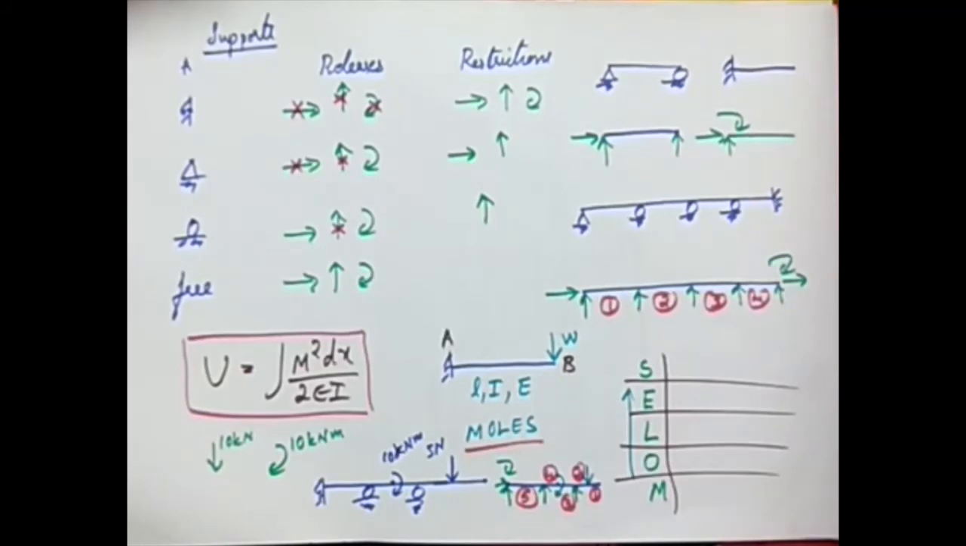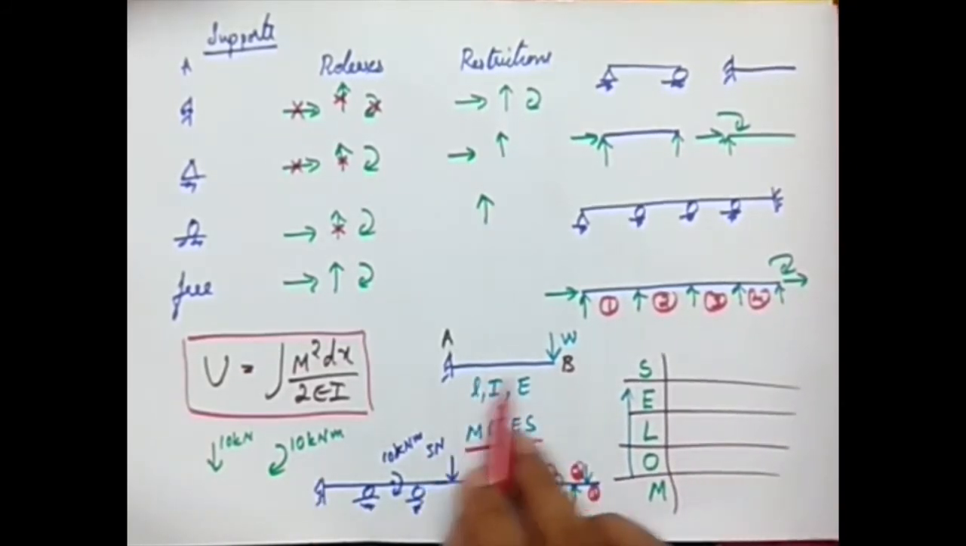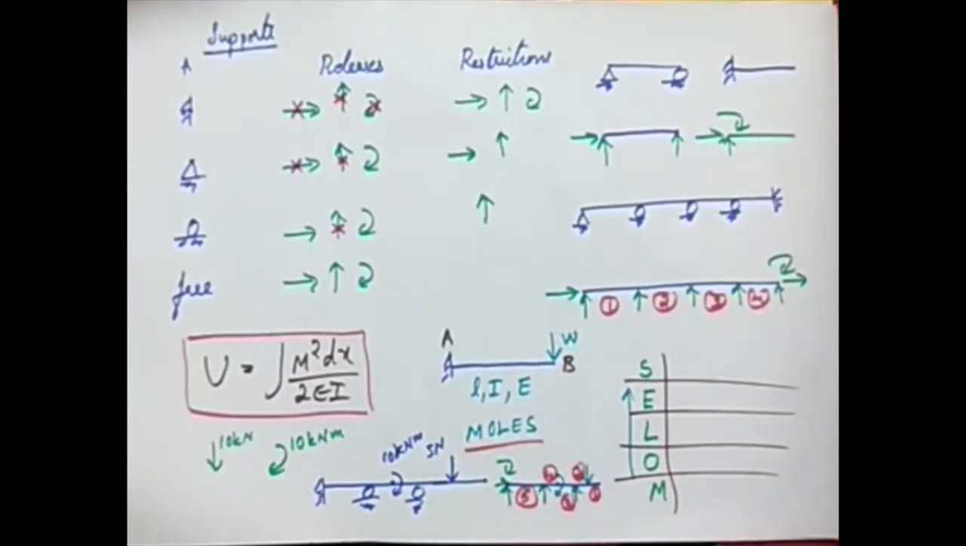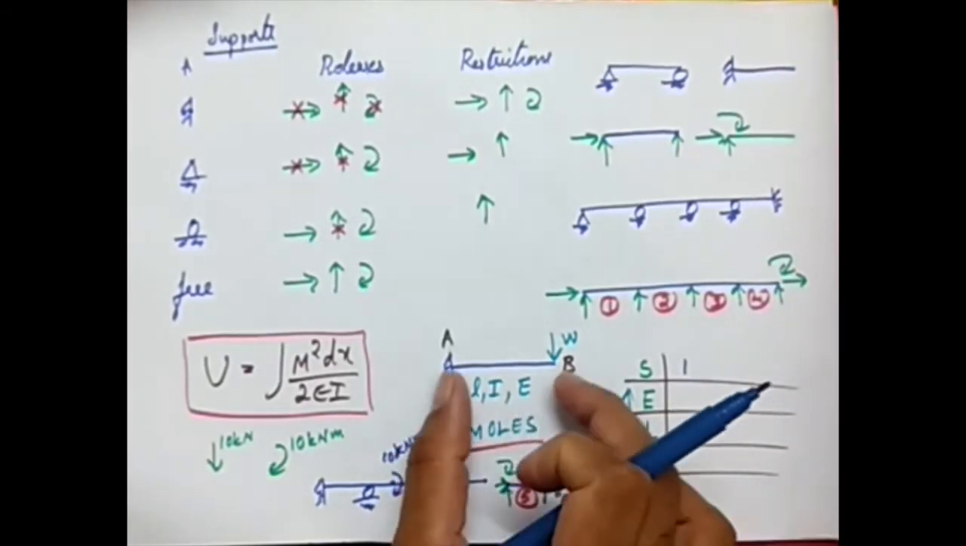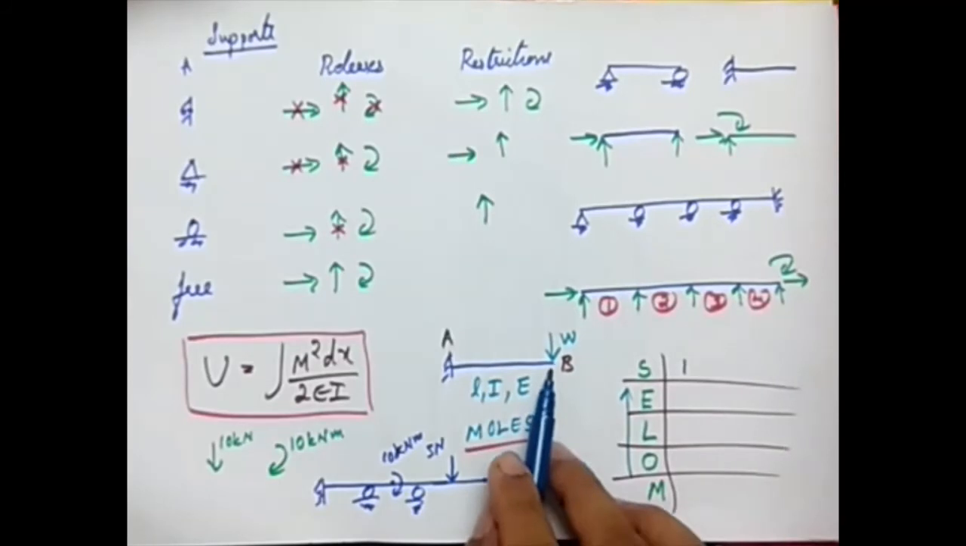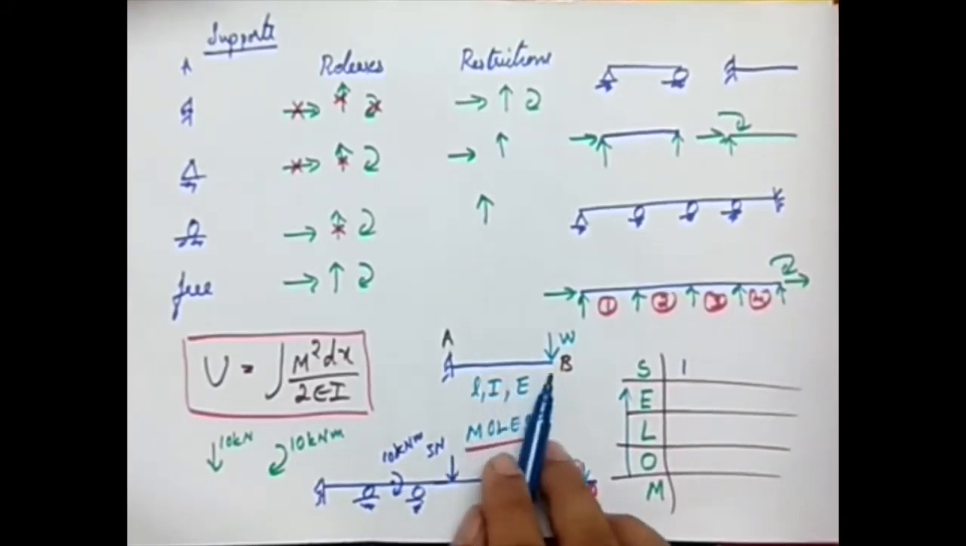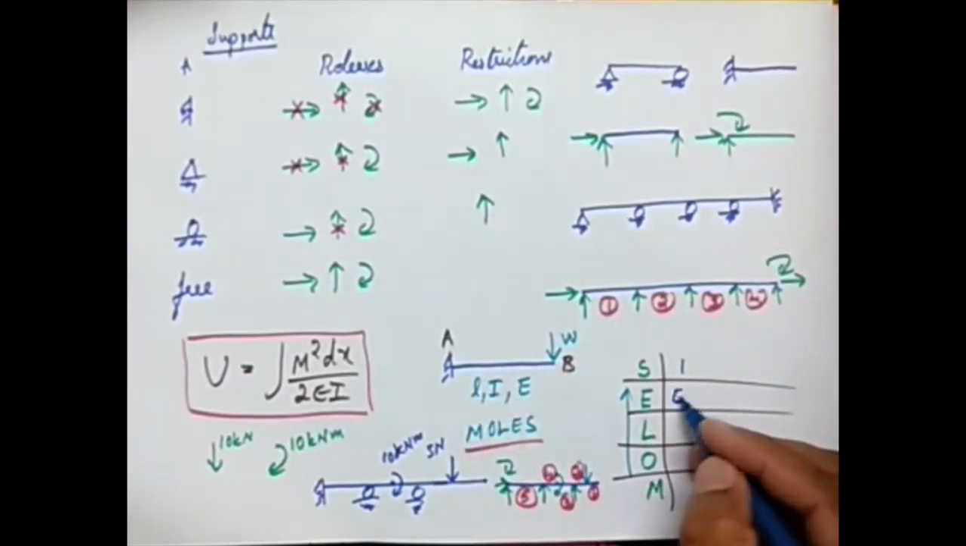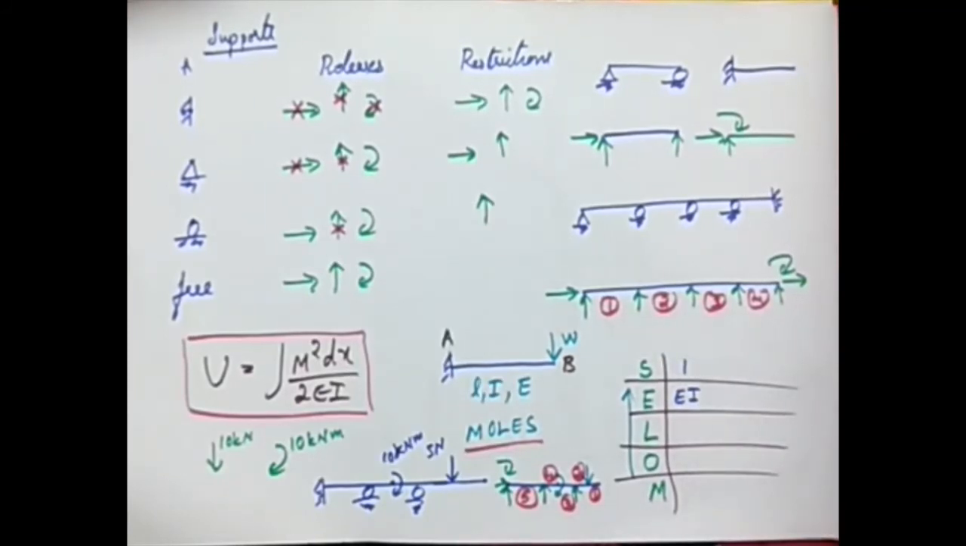The flexural rigidity. In this case we can see that only 1 segment is required, and the segment has constant EI. Throughout the segment the values of E and I are constant, so I can write it as EI. The next one is for limits. What is the limit? This segment has a limit of 0 to L.